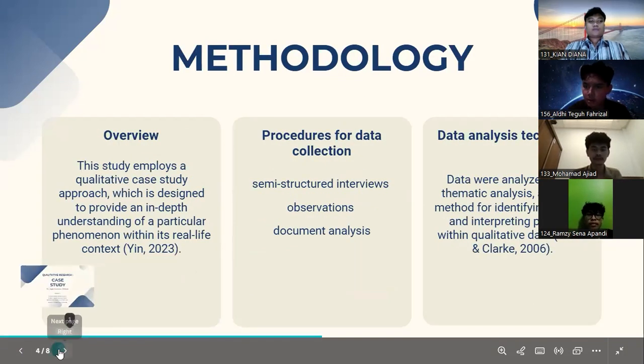Yeah, thank you, Kian. After we talked about the literature review, next we move to the methodology. This study employs a qualitative case study approach, which is designed to provide an in-depth understanding of a particular phenomenon within its real-life context, as stated by Yin 2023. The case study is particularly valuable when the boundaries between a phenomenon and its context are blurred, and when multiple data sources are required to generate a holistic perspective.